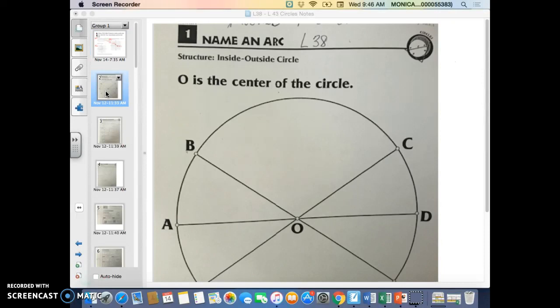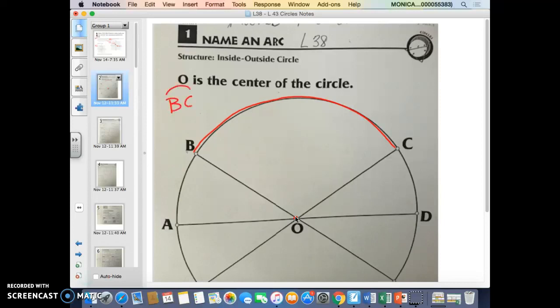So right here it says structure is inside outside circle. Well, unfortunately, you're not going to be able to do this because you weren't here this day. But we know that O is the center of our circle, and we want to name an arc. So if this is the center of our circle, see how many arcs you can name. So the arc is the part of the circle on the outside. So one arc, we could label BC, and you put an arc above it.